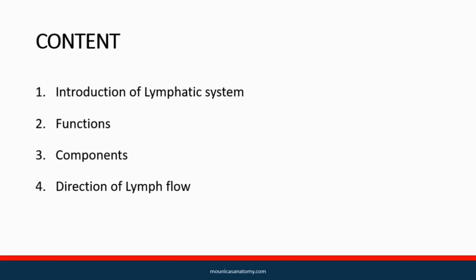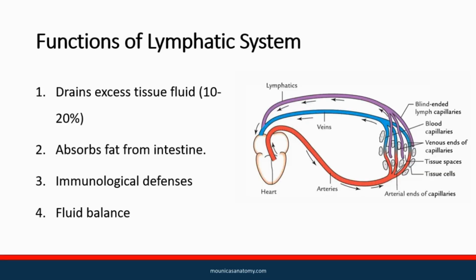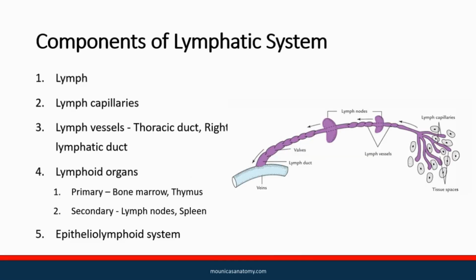Lymphatic system. We'll see introduction of lymphatic system, functions, components, direction of lymph flow. Lymphatic system is an extensive network of lymphatic vessels and lymph nodes. It carries lymph and is an accessory drainage system. Functions: drains excess tissue fluid 10 to 20%, absorbs fat from intestine, immunological defenses, and helps in fluid balance.